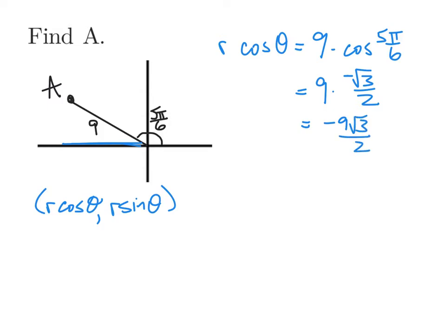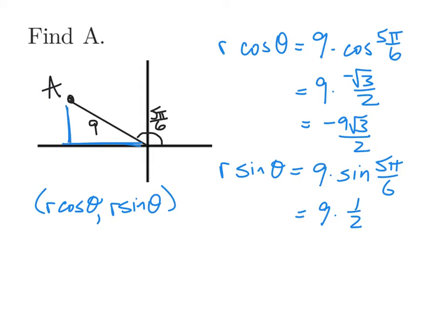And our sine of theta is going to be 9 times the sine of 5 pi over 6. The sine of a pi over 6 angle is going to be 1/2. And for 5 pi over 6, it's in the second quadrant here. It goes up. That means it's going to be positive. So our y value is going to be 9/2. Then we can state what A is. A is the ordered pair, negative 9 root 3 over 2, and 9/2.